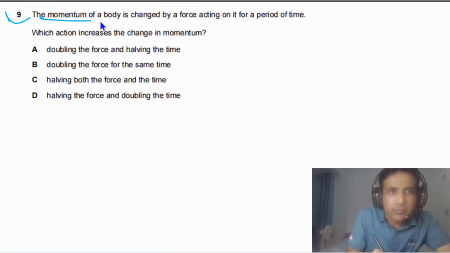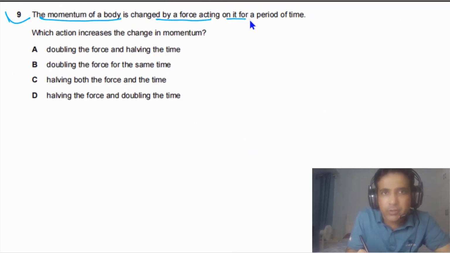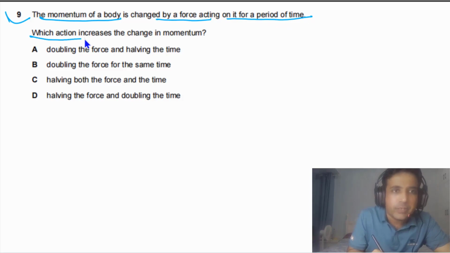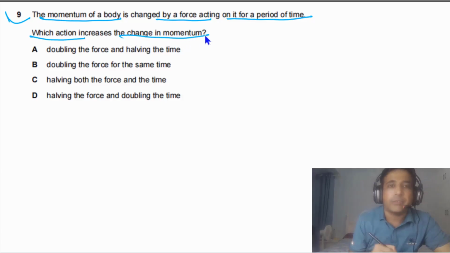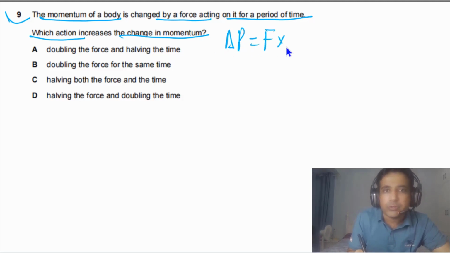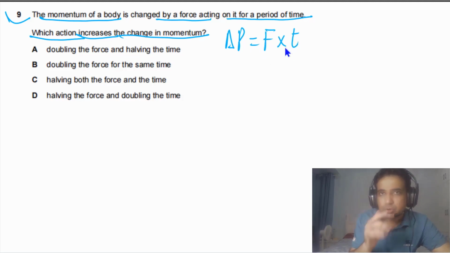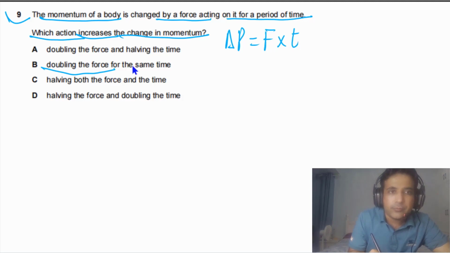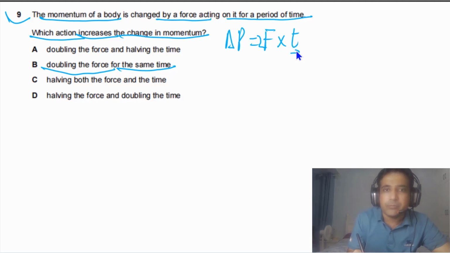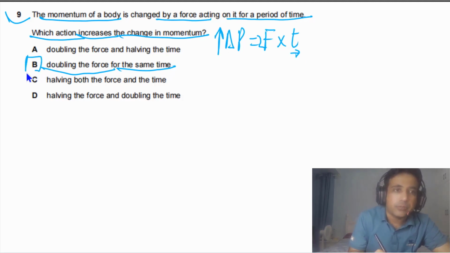Question number 9 says the momentum of a body is changed by a force acting on the object for a period of time. Which action increases the change in momentum? So first thing we need to understand, change in momentum is equal to force times time. Question is asking us which action increases. Doubling the force, halving the time, this will not change, because if we double this one, halve this one, there will be no change in momentum. Second one, doubling the force for the same time. So in this case, if we double the force and we keep this one constant, it means delta P will increase. So this can be a possible answer.